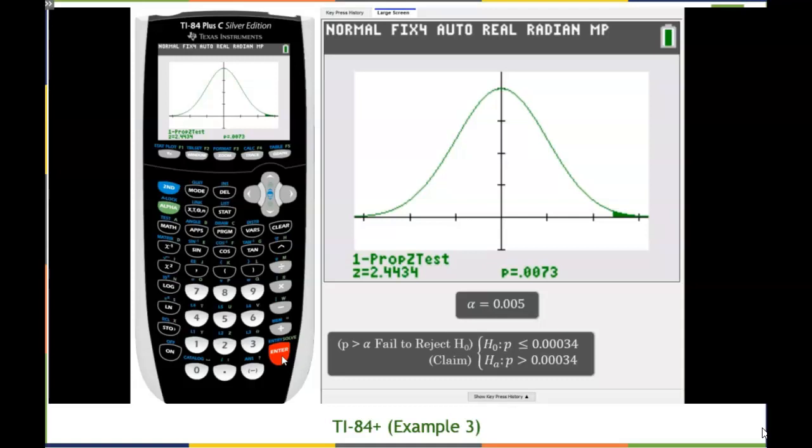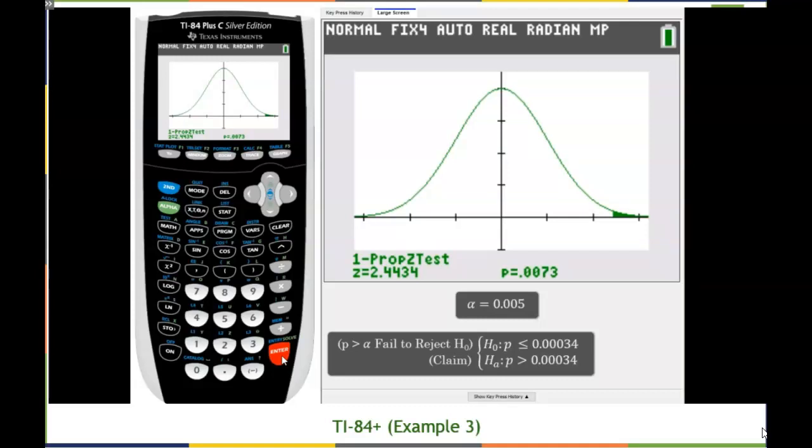Meaning the proportion of people who are cell phone users who develop brain cancer versus all cell phone users is less than or equal to non-cell phone users. And therefore, we don't have enough evidence to support our claim that the proportion of people who use cell phones and develop brain cancer is higher than non-cell phone users.